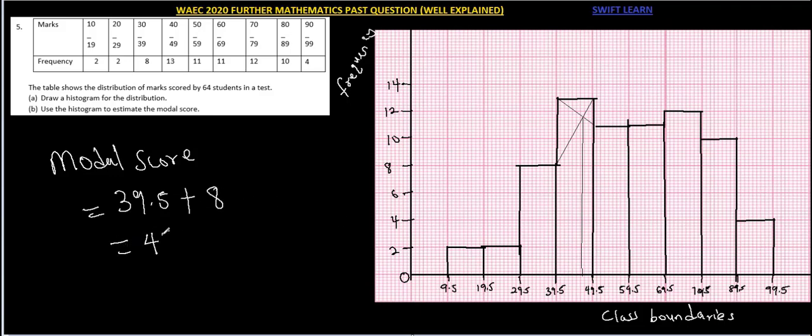We should get 47.5 as our modal score. So our modal score for the students is the score that occurred most in this class. They were getting from 10 to 99. The highest number of people had the mark 47.5. So this is your final answer.